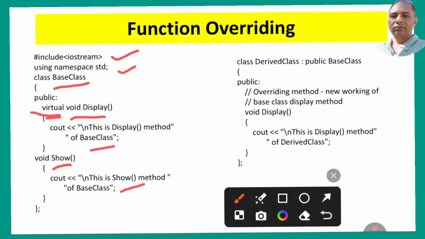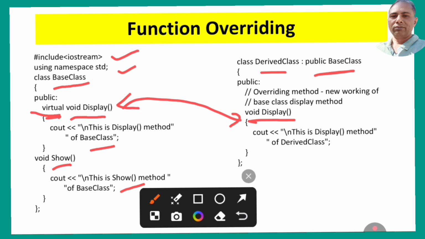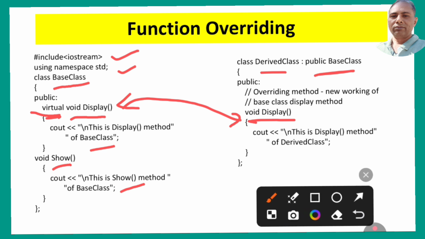Now we inherit one derived class from the base class. Then we define the function void display again in this derived class. So this function has been redefined in the derived class, and this is one example of function overriding. Here we are displaying the display method for the derived class.